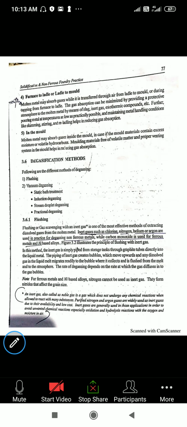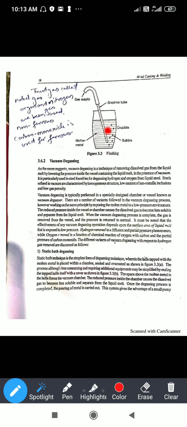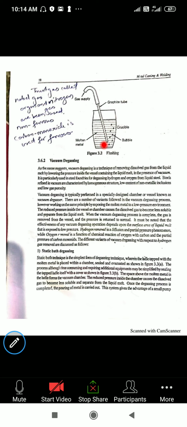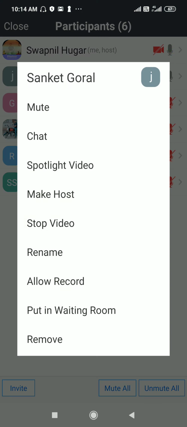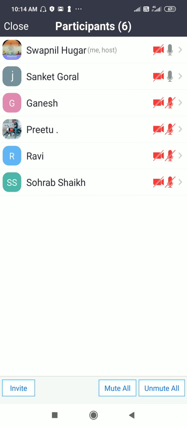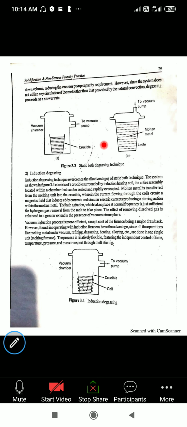Now the next is the vacuum degassing system. You can see over here in the vacuum degassing system there is a crucible cup in which the molten metal is there. The external air blow is given out and small black dots are there, which are nothing but the gas coming out of that molten metal. This is how degasification is done in vacuum. In the vacuum there are some different methods, such as static methods of degasification.